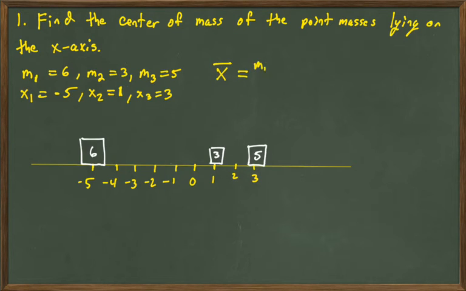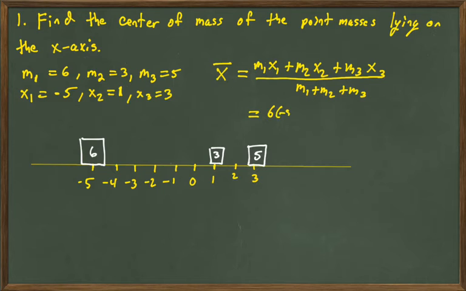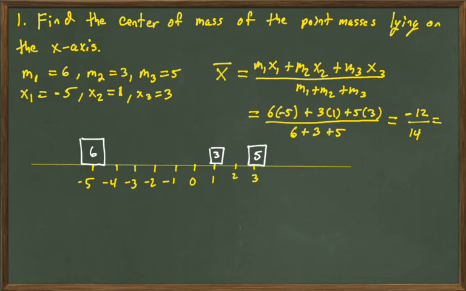So the center of mass is add up all the moments about the origin, and then divide by the mass of the system. So that's going to be 6 times -5 plus 3 times 1 plus 5 times 3, all over 6 plus 3 plus 5. So it's going to be -12 over 14.